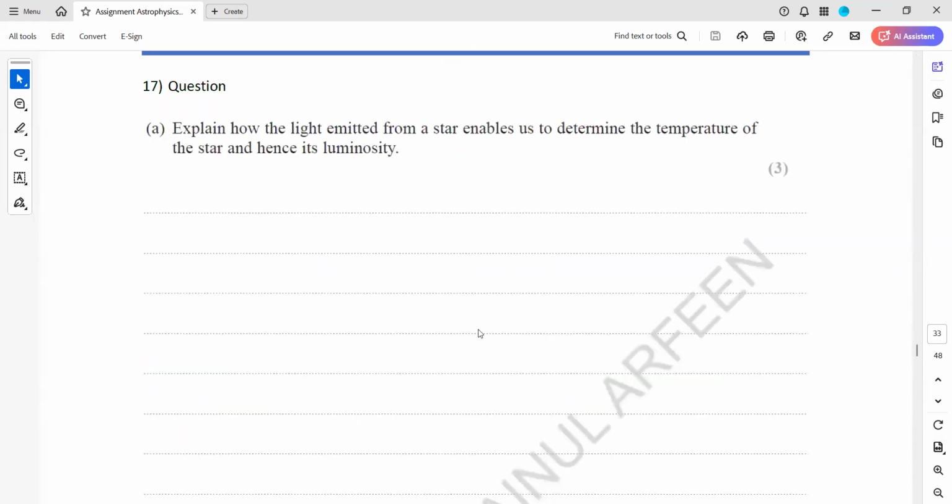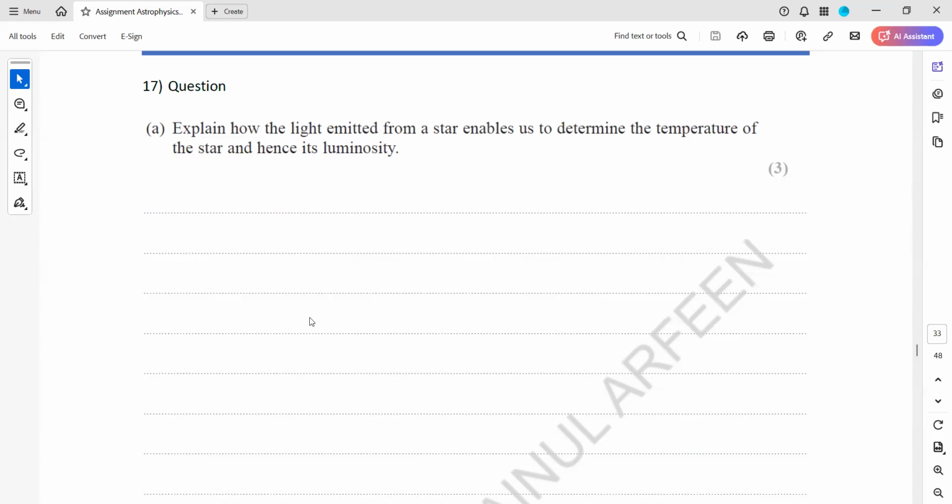In question 17, explain how the light emitted from the star enables us to determine the temperature of the star, hence its luminosity. Using the light which is coming out from the star, how can we determine the temperature of the star, and using that, how can we work out the luminosity of the star? The basic concept is that we apply the black body laws on the star, like Wien's displacement law and the Stefan-Boltzmann law.